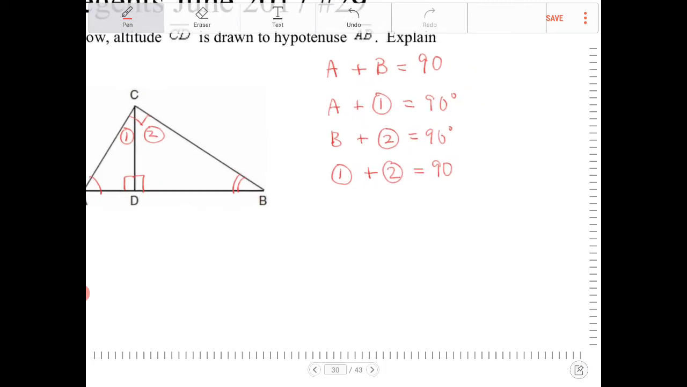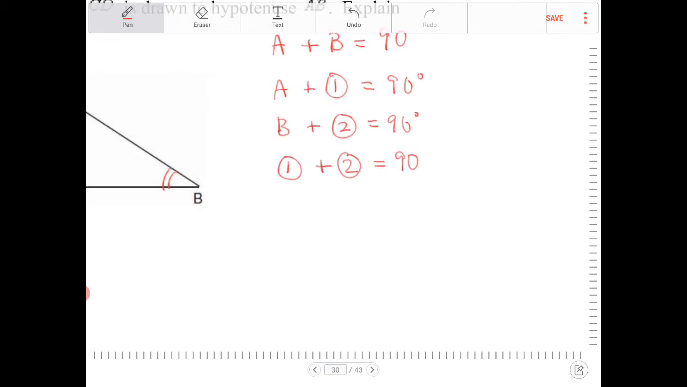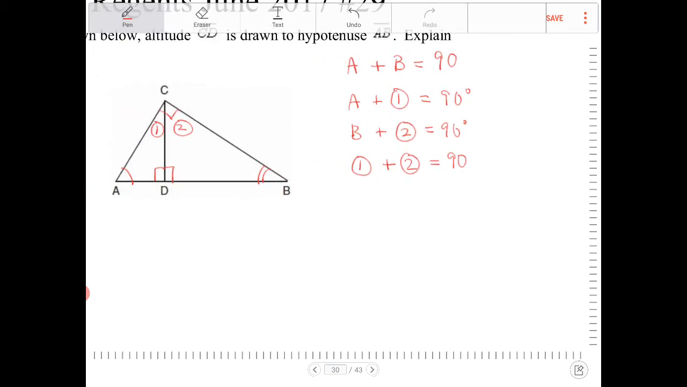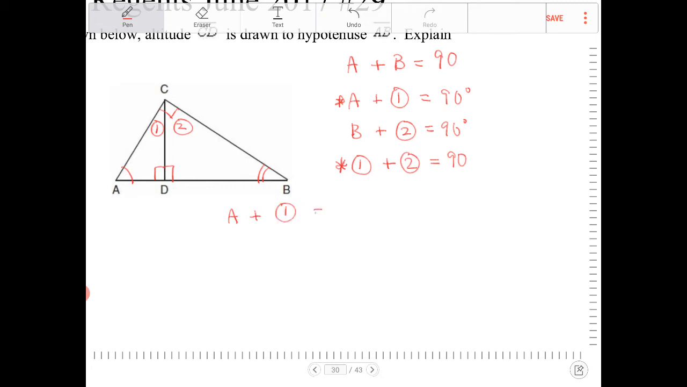Well, check this out, this is where the magic comes from. If I take this equation here and this equation here, and they both equal 90, and I set them equal to one another, I say A plus 1 is equal to 1 plus 2. They both equal 90, so those expressions must equal one another. I can then conclude that A must equal angle 2. This is important.